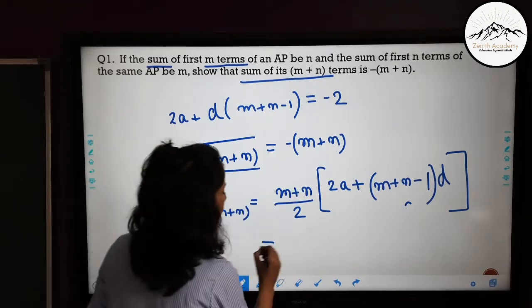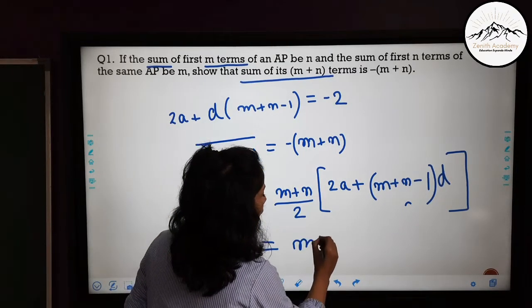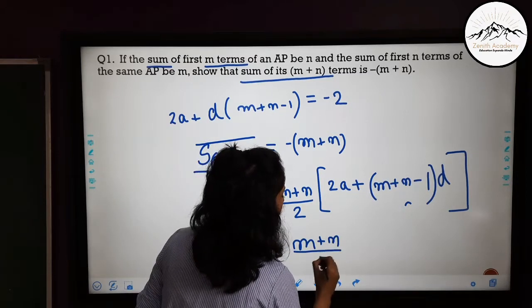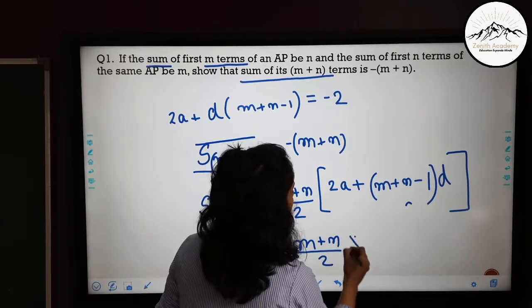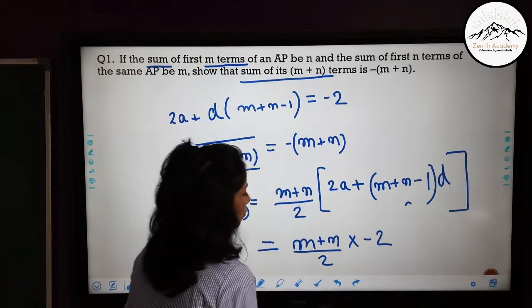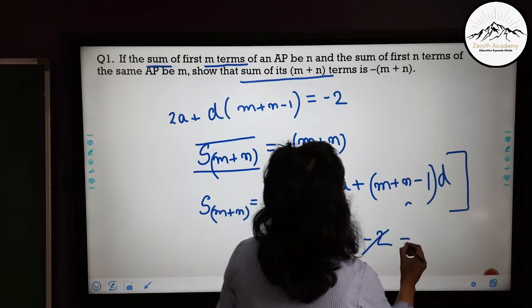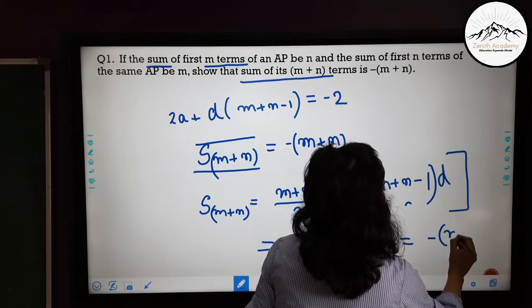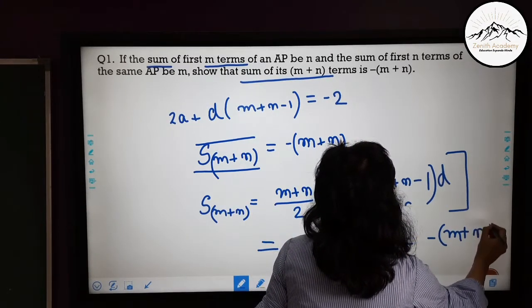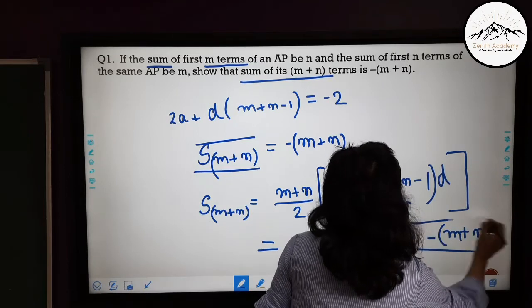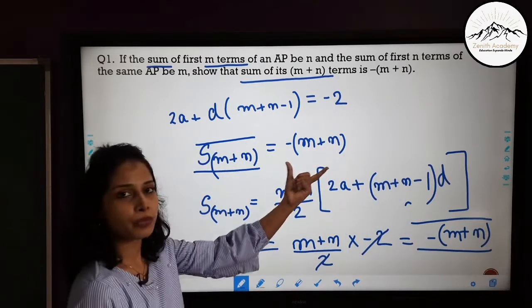So it is easy for us to solve now. M plus n by 2 into minus 2. 2 and 2 get cancelled. So our answer is minus m plus n, which is what we need to prove.